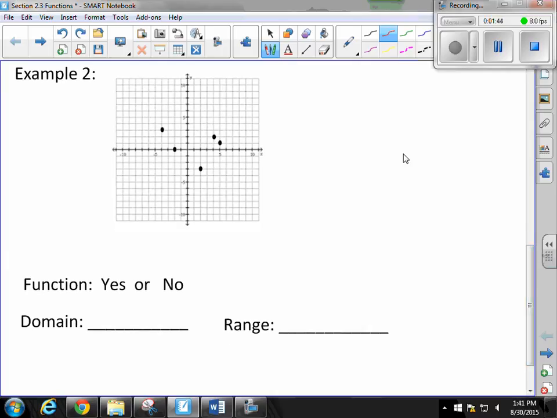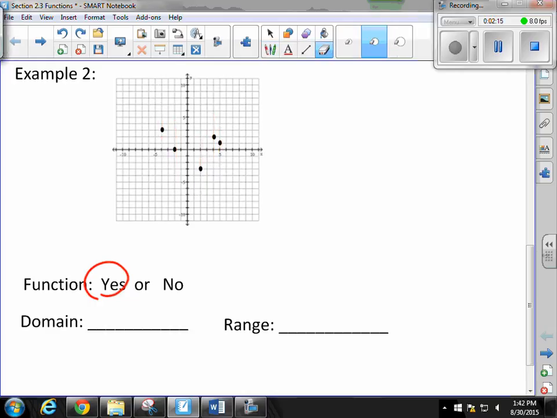In example number 2, we're again asked, is this a function, yes or no? So I can kind of use the grid marks on my graph here, and each point is on its own vertical grid mark here. So any vertical line that I draw is touching exactly one of those points. So yes, this is a function. It would not be a function if any one of these lines had 2 points that corresponded to it.